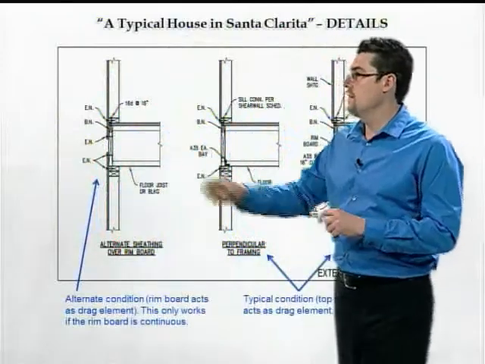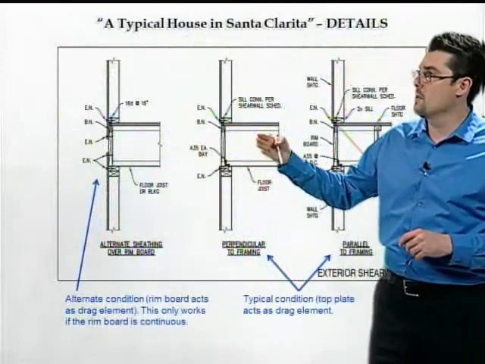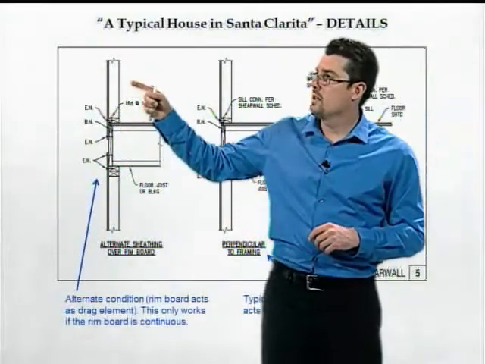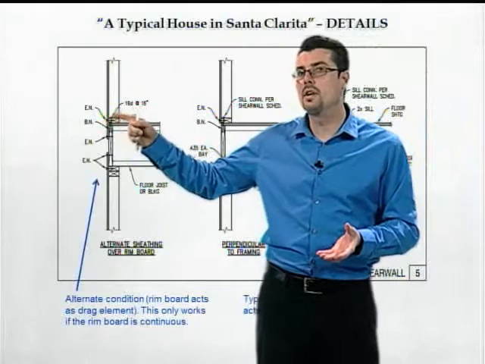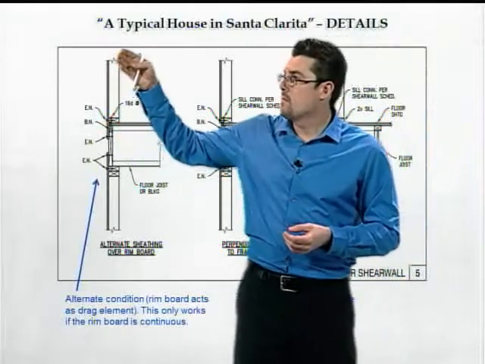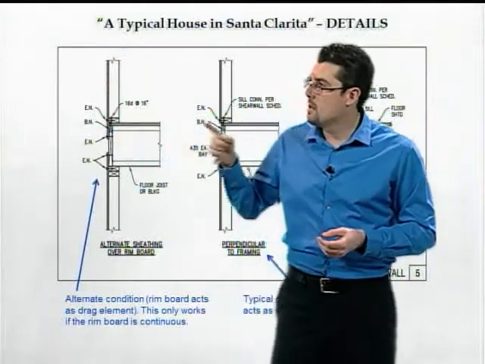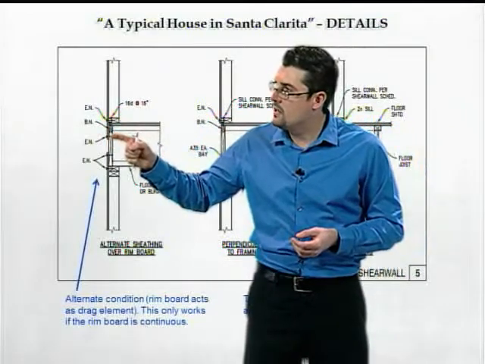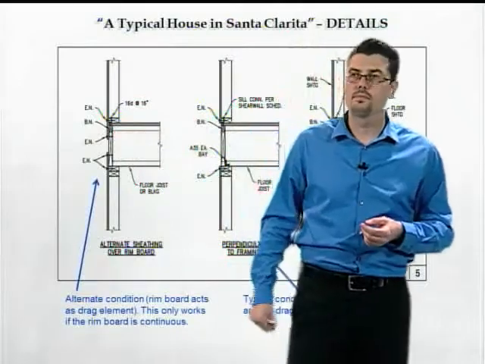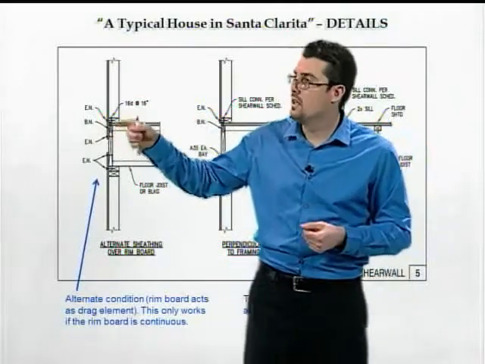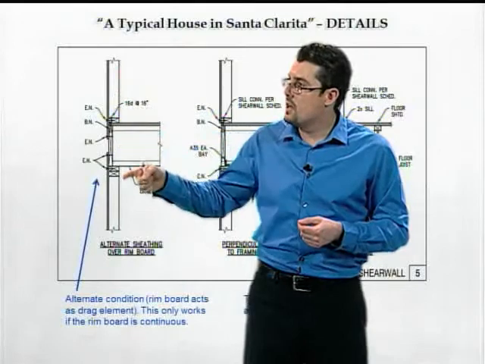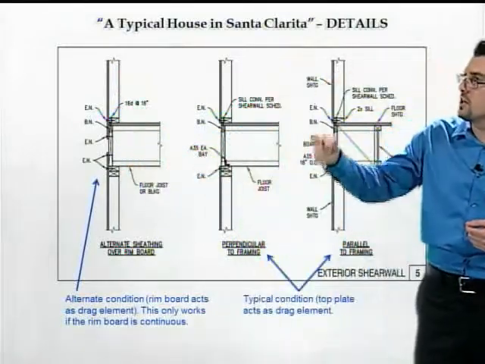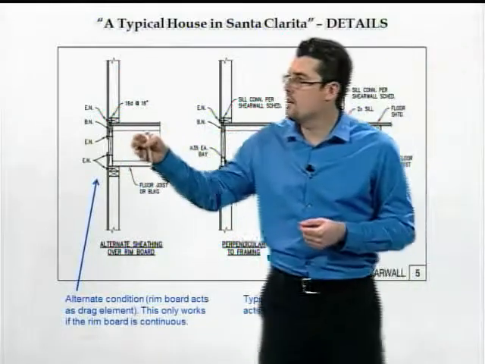Okay? This is the detail where the framing is going the other direction. And then here's another option. There's usually more than one way to do structural connections. Here I have the plywood come down, but instead of the plywood stopping right here, the plywood continues down and nails onto the rim board. So notice some of the connections are eliminated here. Some of the connections that you see here are not provided on this detail.